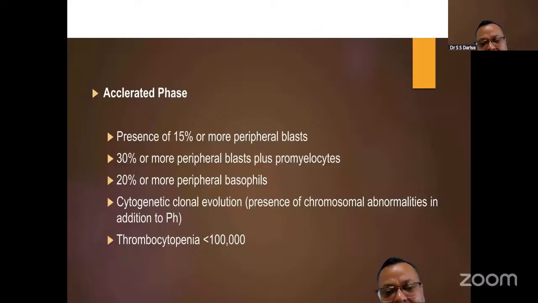Now, after the chronic phase, second is the accelerated phase. There is the presence of 15% or more peripheral blasts. In chronic phase it was less than 5, but here it is more than 15%, and 30% blasts plus promyelocytes, and 20% or more peripheral basophils are present in accelerated phase. In the cytogenetic clonal evaluation, there is an abnormality in addition to the Philadelphia chromosome. You may find thrombocytosis earlier, but here you will find thrombocytopenia in the accelerated phase.